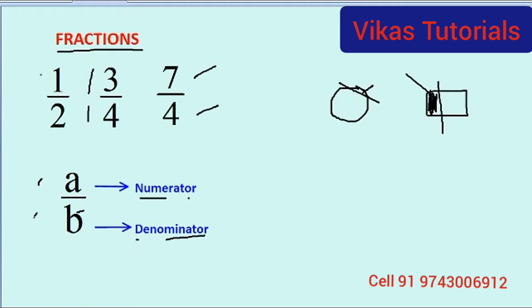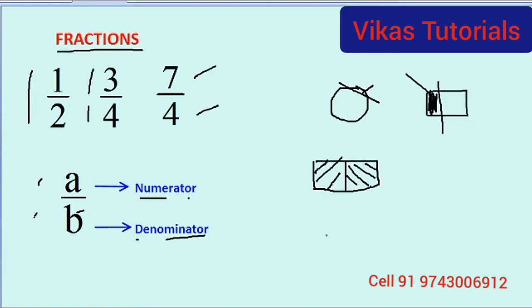Suppose we take this example, 1 by 2. How does this work? Suppose you have a chocolate like this. You divide this chocolate into two equal parts. This part you eat, and this part you give to your friend.